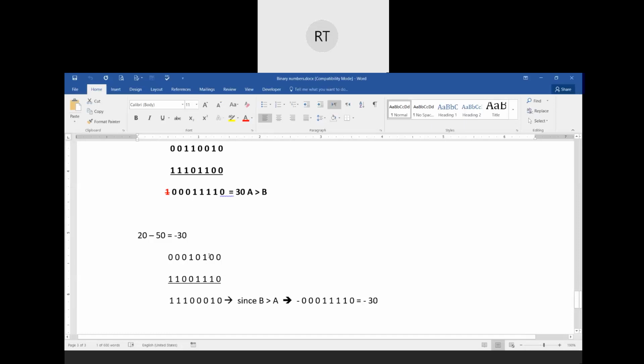Because it's positive, you add them. What can you tell me about this addition result? Is there an overflow? No, there is no overflow. Is it positive or negative? The answer. Negative, because the last bit is 1. Because the most significant bit is a 1, this number is negative.